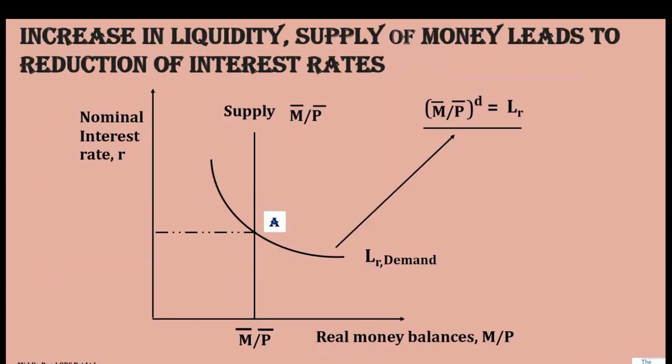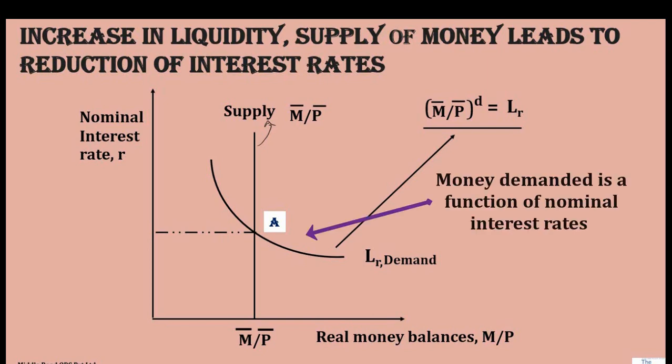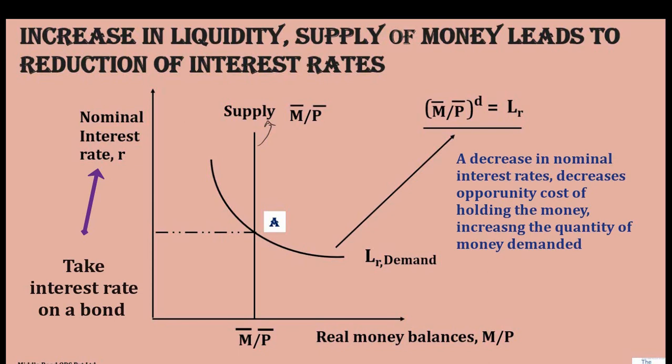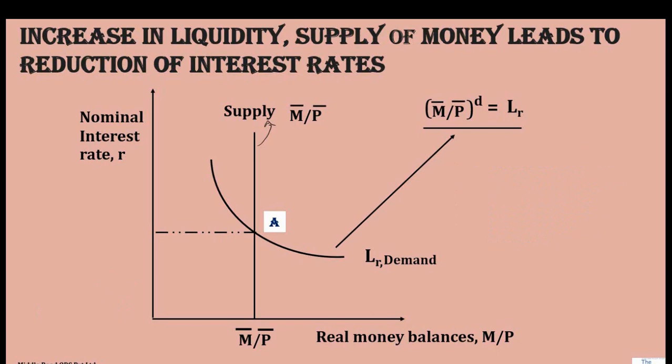There is an inverse relationship between nominal interest rate and money demanded. If the nominal interest rate decreases, the opportunity cost of holding money decreases. So the quantity of money demanded increases. Whenever interest rates are going to go down, or whenever I'm putting liquidity into the system, the supply curve is going to shift towards the right. So the supply of real money balances shifts to the right.